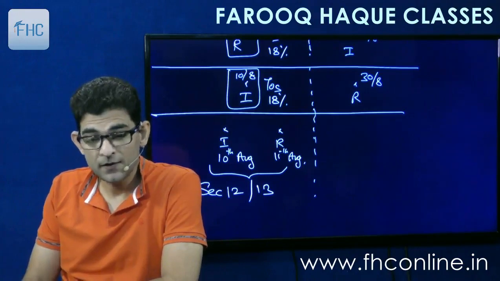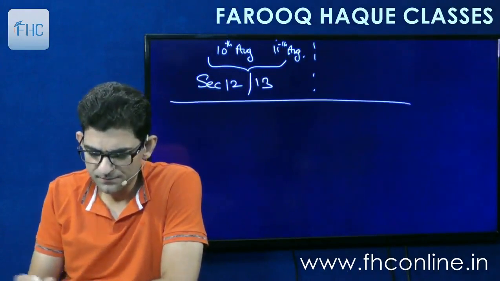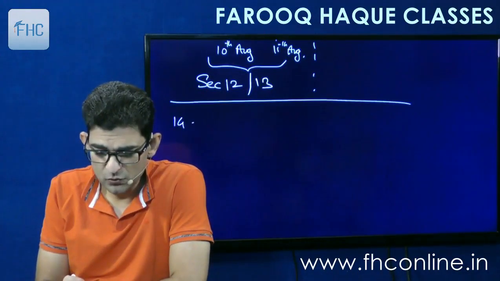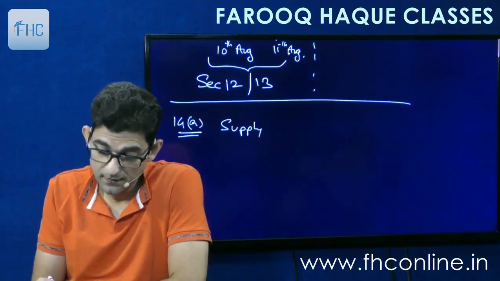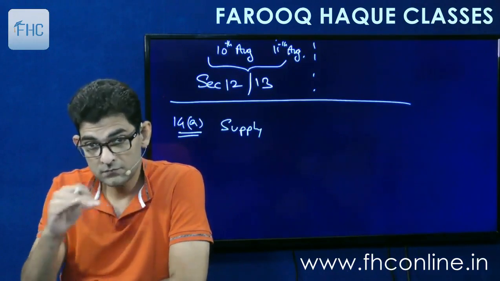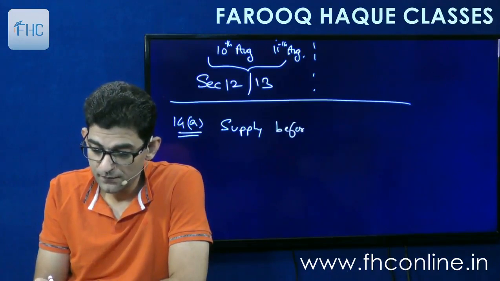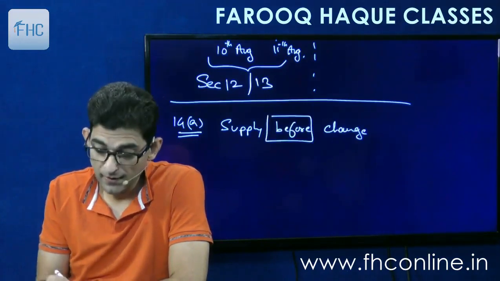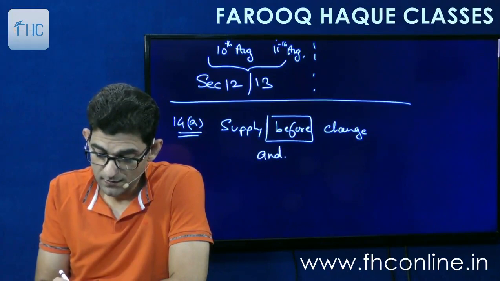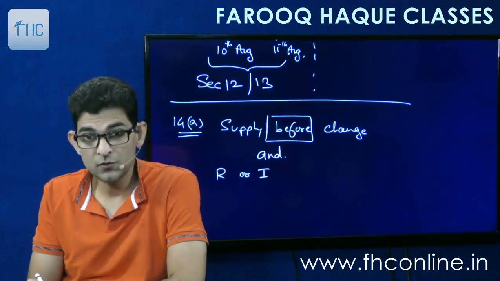Okay, so this is clause A. Now if we want to write it in words, this is the diagrammatic representation. So it is simple. Section 14 clause A says supply. Now I'll write in points form. Supply before change. Okay, supply before change. And receipt or invoice.